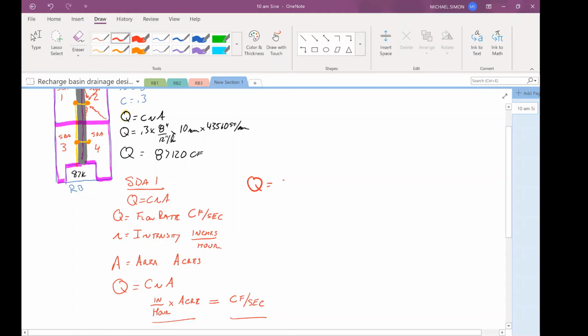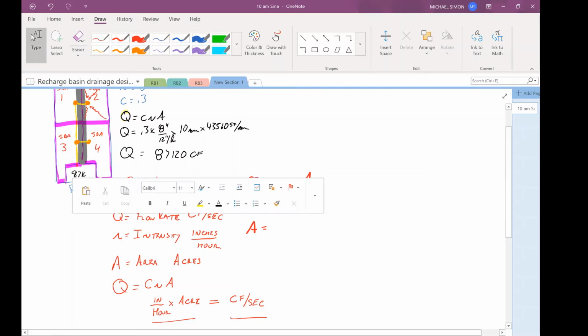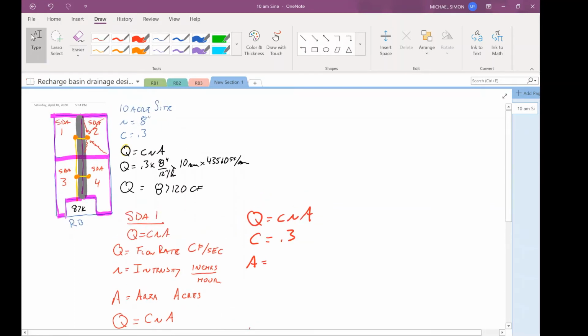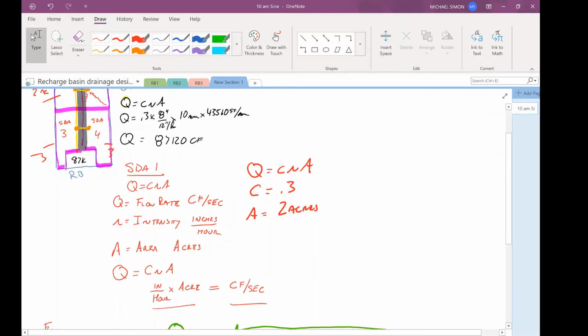So we're going to get Q is equal to CIA for the storm drainage area. C is going to be equal to 0.3. A is going to be the acreage of that. So let's just say that the acreage of storm drainage area 1, if we had to split in quarters, let's maybe make this like a 2-acre site. That could be 2 acres. And these might be 3 acres and 3 acres. So we have 2 acres. And then what's my intensity?